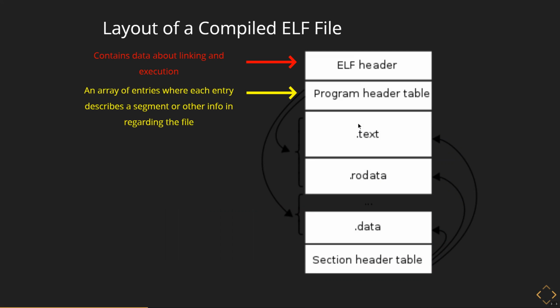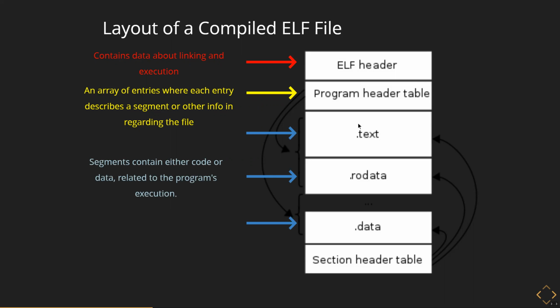The program header table is essentially an array of entries where each entry describes a segment or other info regarding the file. So what is a segment? These that are being pointed out now are the segments. Segments either contain code, in this case that would be the text section, or they could contain data, which would be the read-only data and the data section.